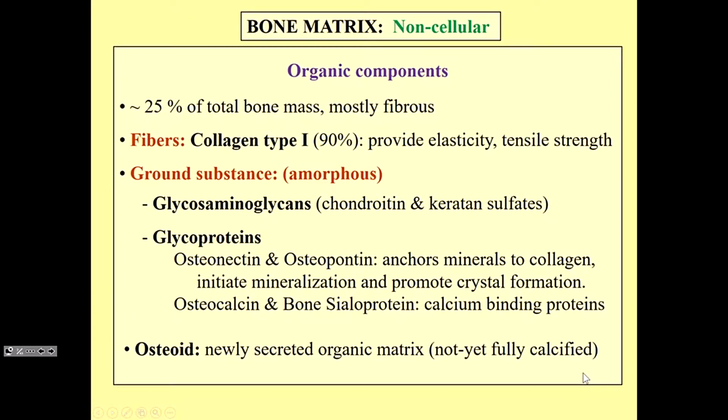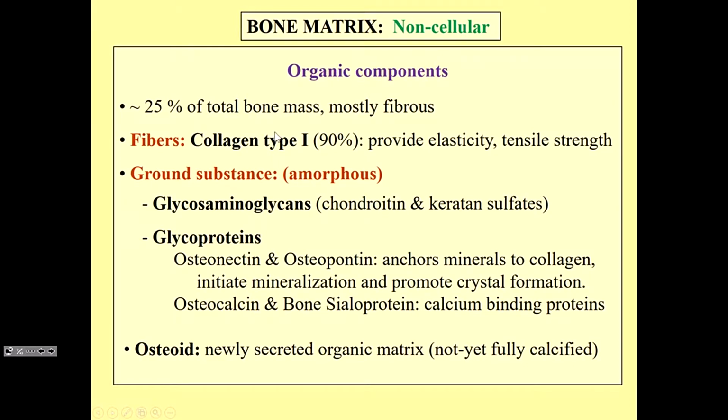So let's look at the composition of bone. So there's a non-cellular and a cellular component, and the non-cellular component is both organic and inorganic. So first let's look at the non-cellular organic component. Mostly it's type 1 collagen, okay? So you'll recall that the major type of collagen in cartilage is type 2 collagen, right? Except if it's fibrocartilage, then we have type 1, or elastic cartilage, we have elastic fibers. But all cartilage has type 2 collagen. Bone is mostly type 1 collagen.